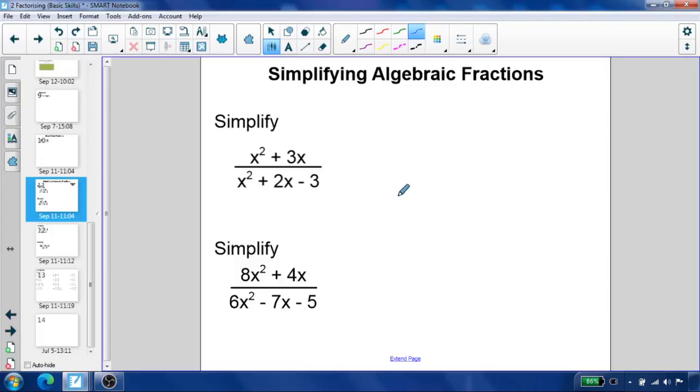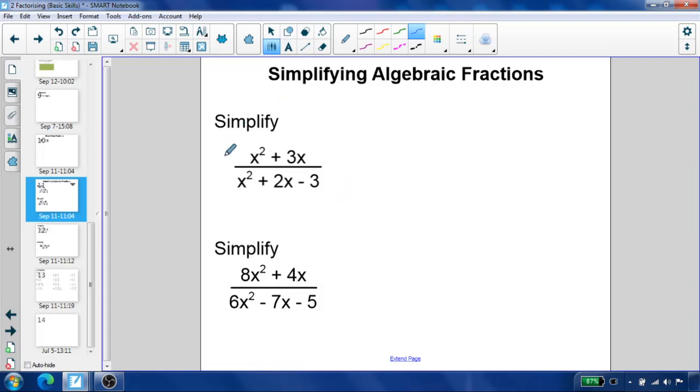Hi everyone, this is the next video on extra skills practice. We're going to be looking at simplifying algebraic fractions, solving equations and rearranging equations. I'm going to start with simplifying algebraic fractions.